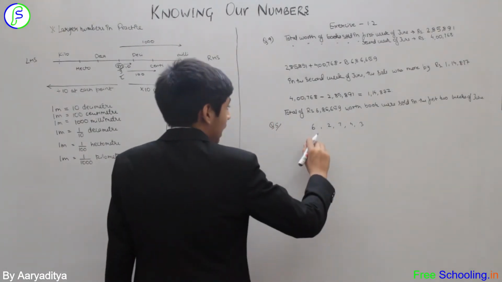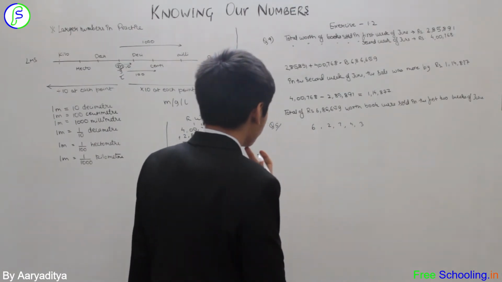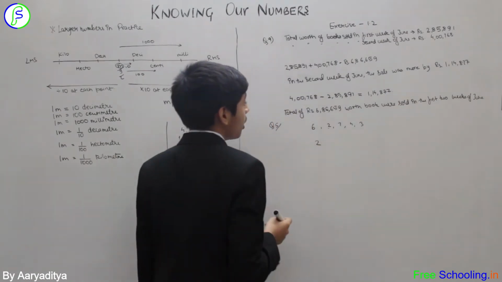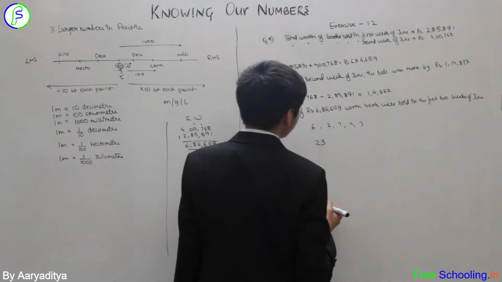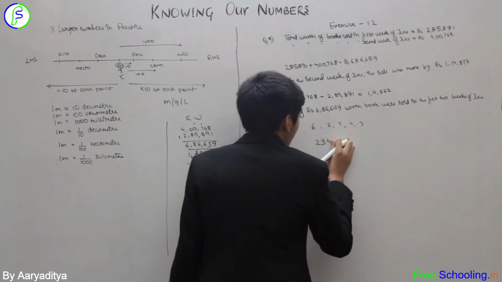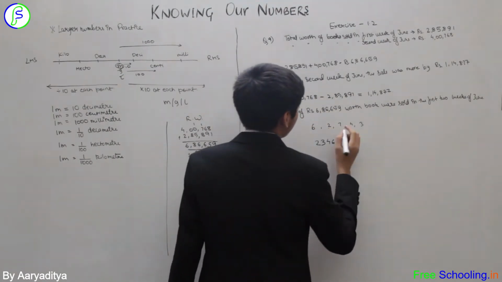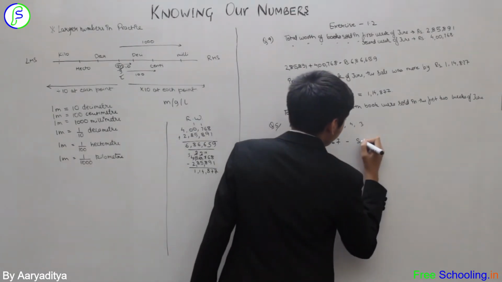So the smallest number that can be formed will start from the smallest number. We have 2 smallest in here. Then bigger than 2, smaller than rest, we got 3. Bigger than 3, smaller than rest, we got 4. Bigger than 4, smaller than rest, we got 6, and at last we have 7. So this is the smallest number that can be formed. Label it the smallest.